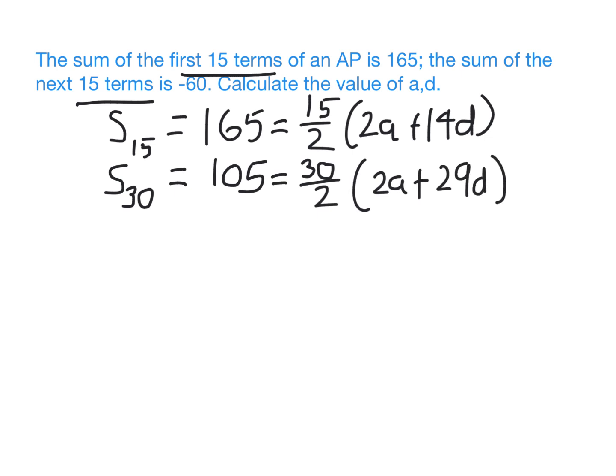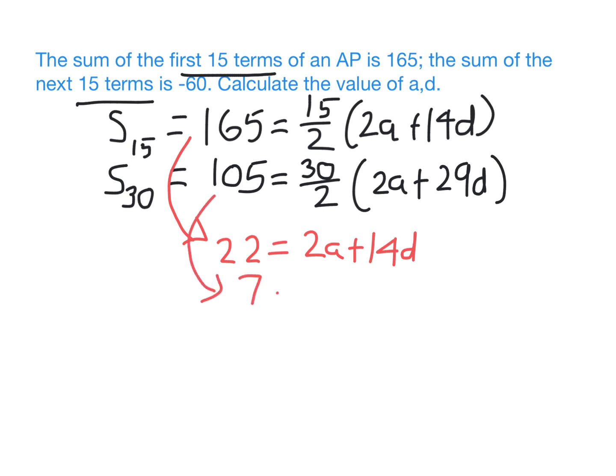Okay. I'm just going to rearrange each of these equations to make them a little bit easier to work with. So firstly here, I'm going to divide 165 by 7.5. I actually get 22 for that. So that equation becomes 22 equals 2a plus 14d. And in my next equation, I'm going to divide each side by 15. So 105 divided by 15 is 7. I get 7 equals 2a plus 29d.